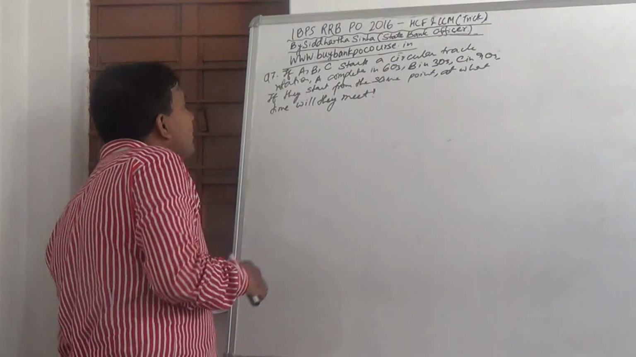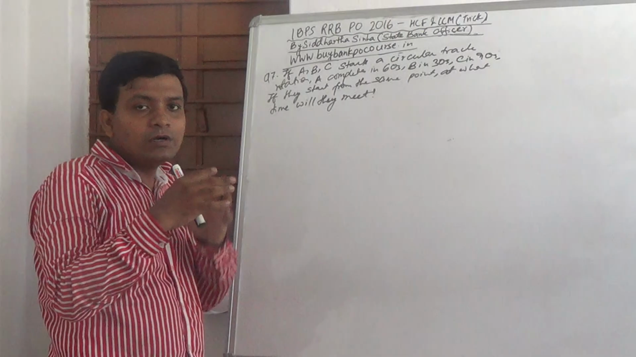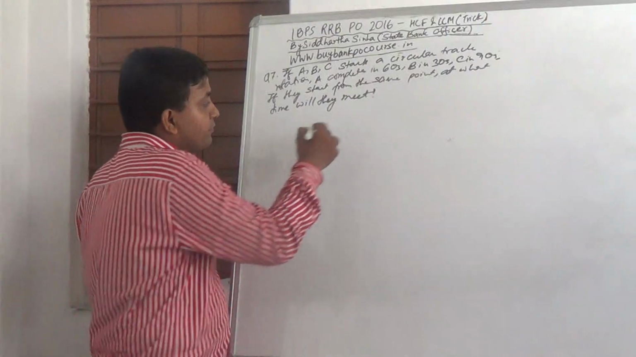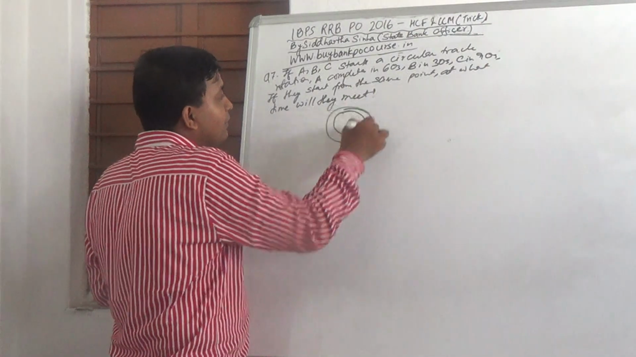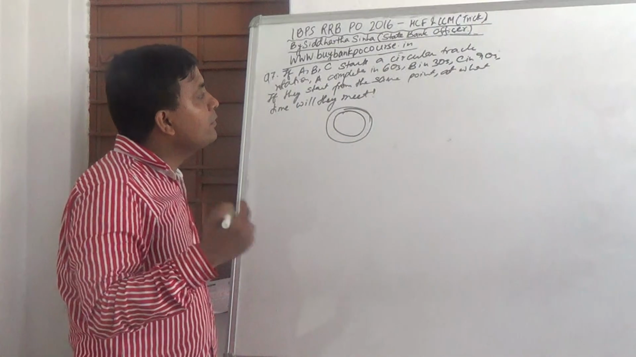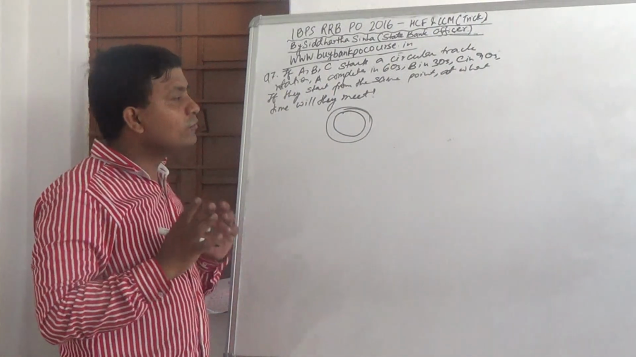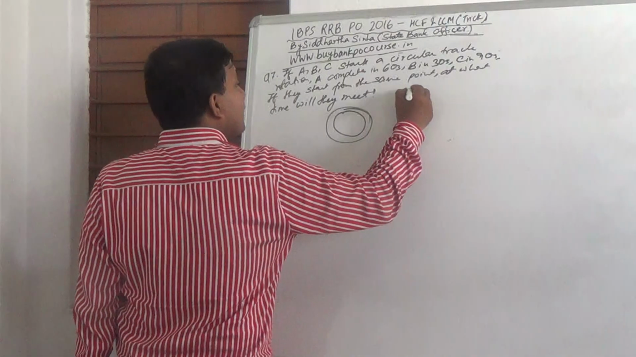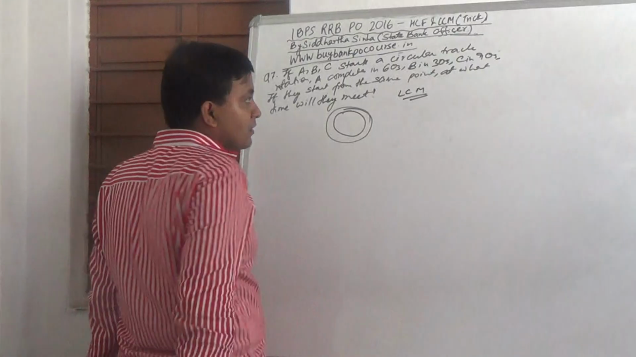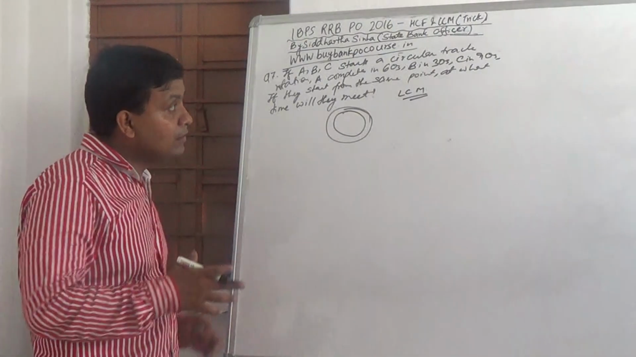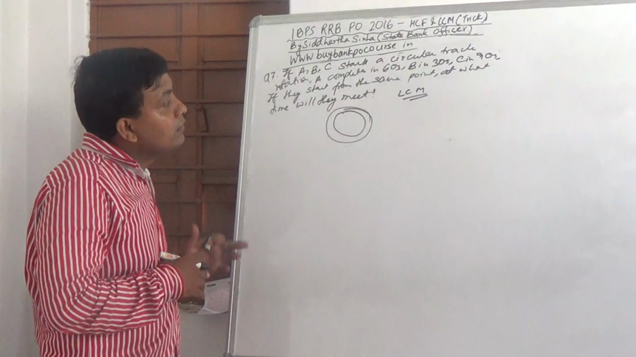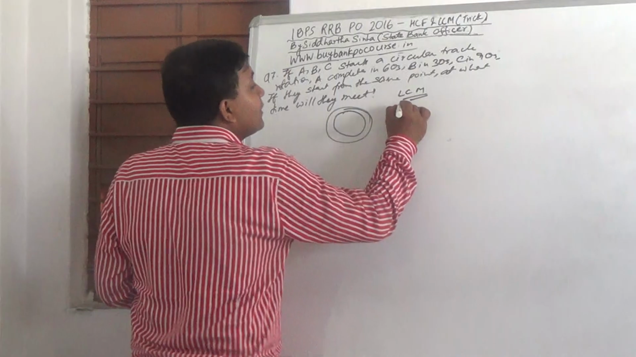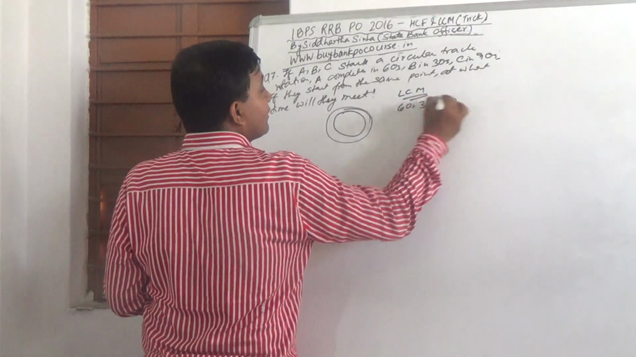So basically, A, B, C start on a circular track. They are rotating like this. A completes in 60 seconds, B in 30 seconds, C in 90 seconds. If they start from the same point, at what time will they meet? So here we require to take the LCM. Why? Because it is asking at what time. It means a common multiple, a number that is divisible by 60, 30 and 90. So we will take the LCM of 60, 30, 90.